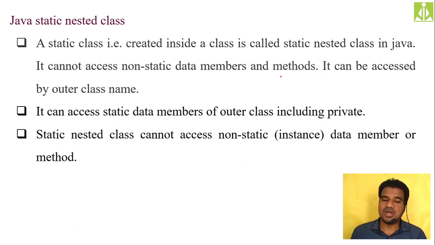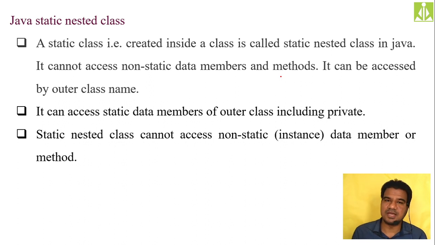So being a static class, it cannot access the non-static data members and methods. It can be accessed by the outer class name, and as it is a static class, you need not depend on the object of the outer class. You can access it directly by the name of the outer class. It can access the static data members of the outer class, including private. Even if your static data member is private, it can access that also. Static nested classes cannot access the non-static, that is nothing but instance, data members or methods.